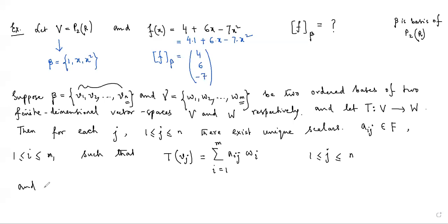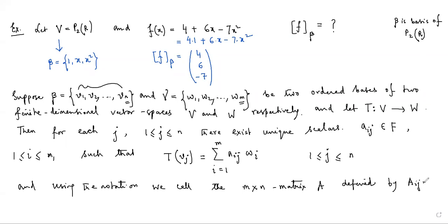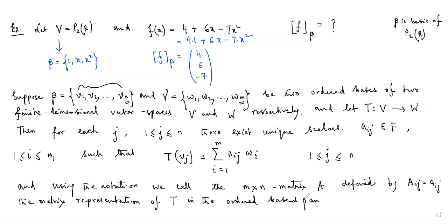And using the notation, we call the m cross n matrix A defined by Aij equal to aij the matrix representation of the linear operator T in the ordered bases beta and gamma.